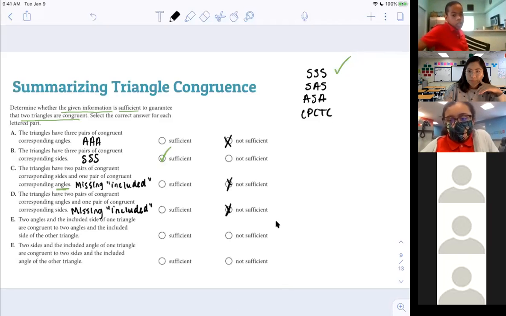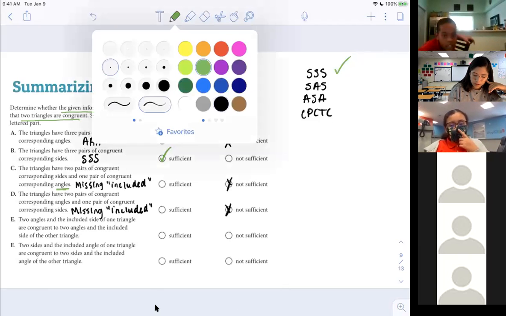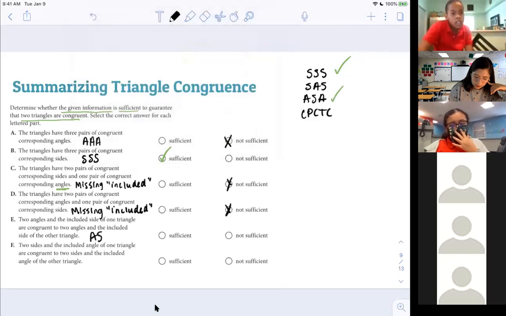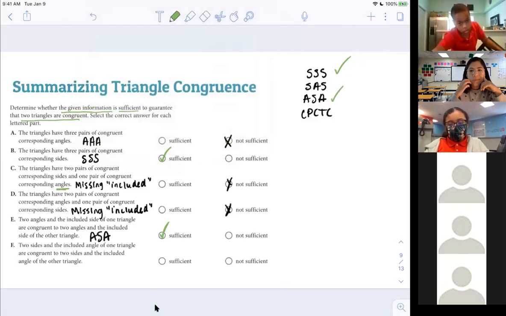2 angles and the included side of one triangle are congruent to 2 angles and the included side of the other triangle. What do we think? Yes or no? Yes. Which scenario is this one? Because it has included. That is ASA. Good. ASA is all good. It's 1 letter off of NASA. Oh my god. All right.